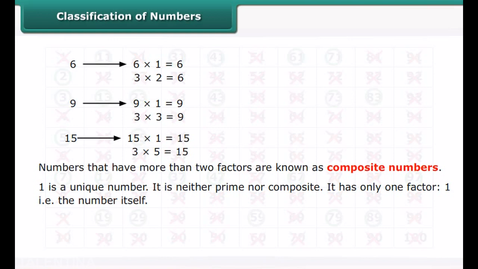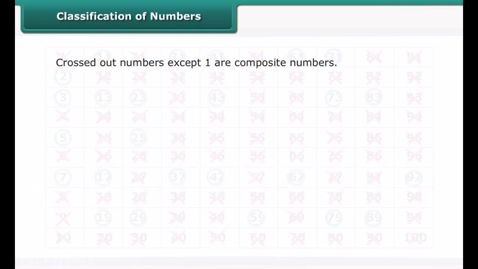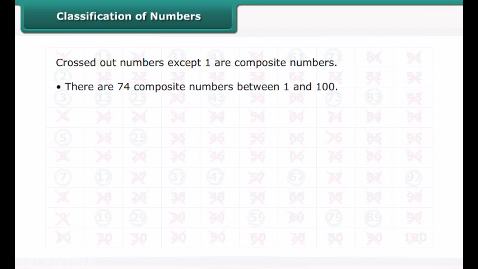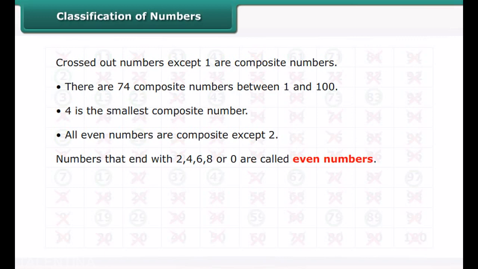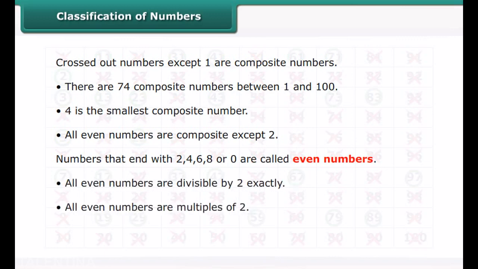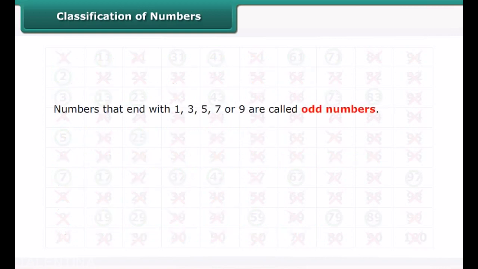Let us consider the sieve of Eratosthenes. Crossed out numbers except 1 are composite numbers. There are 74 composite numbers between 1 and 100. Numbers that end with 2, 4, 6, 8 or 0 are called even numbers. All even numbers are divisible by 2 exactly. All even numbers are multiples of 2. All even numbers except 2 are composite numbers. Numbers that end with 1, 3, 5, 7 or 9 are called odd numbers.